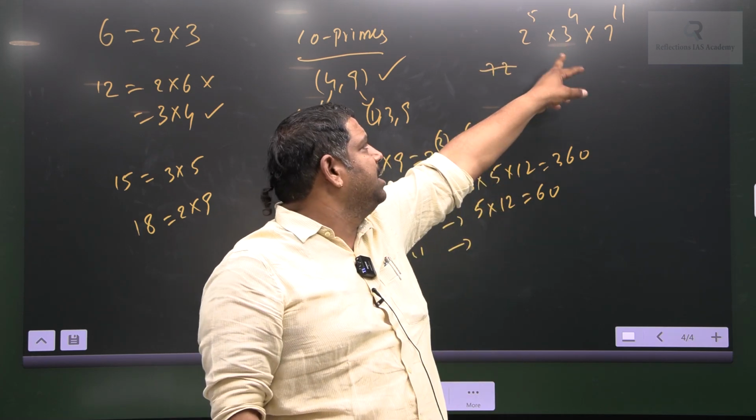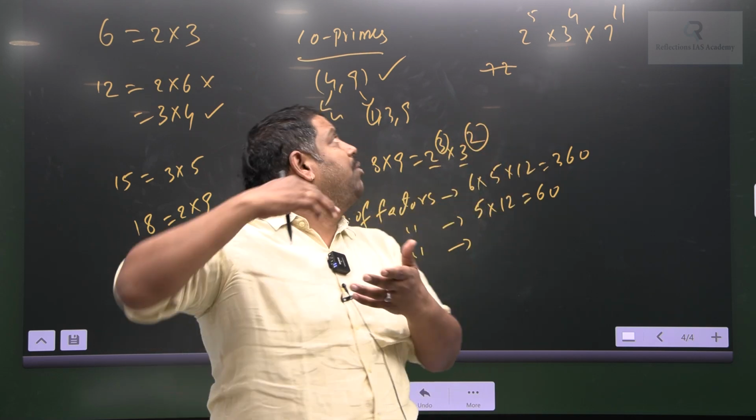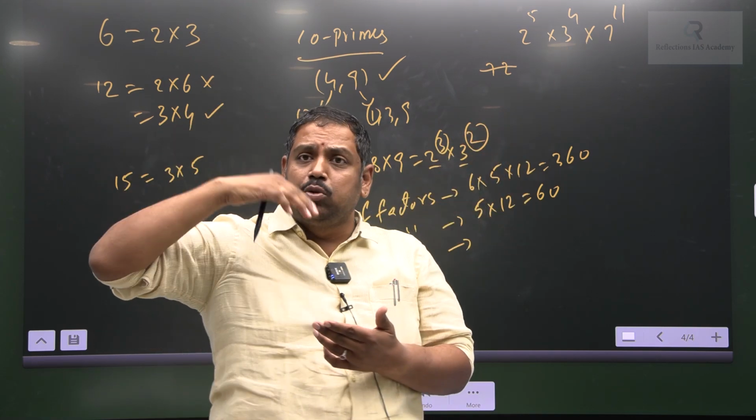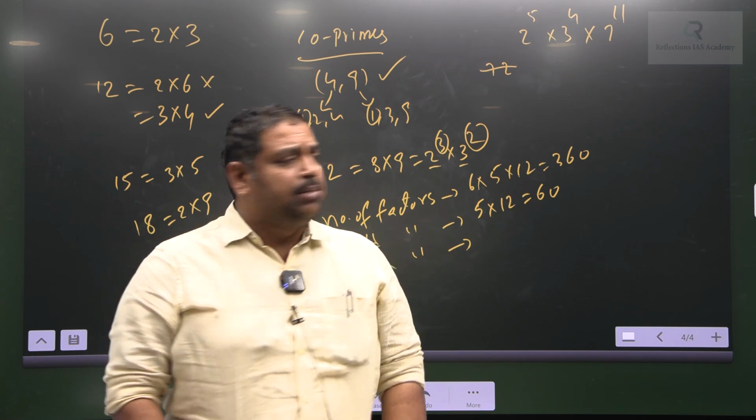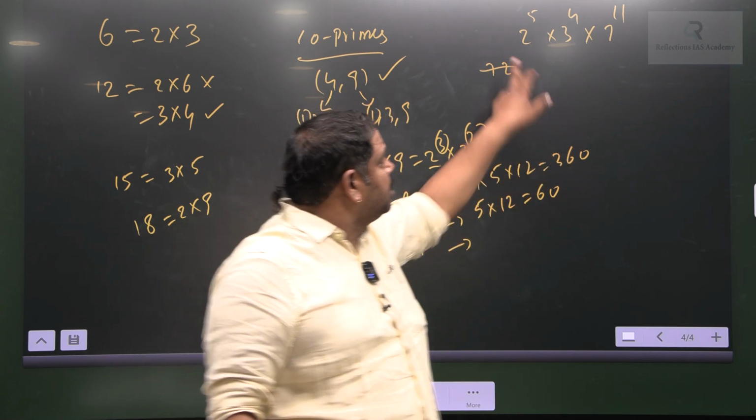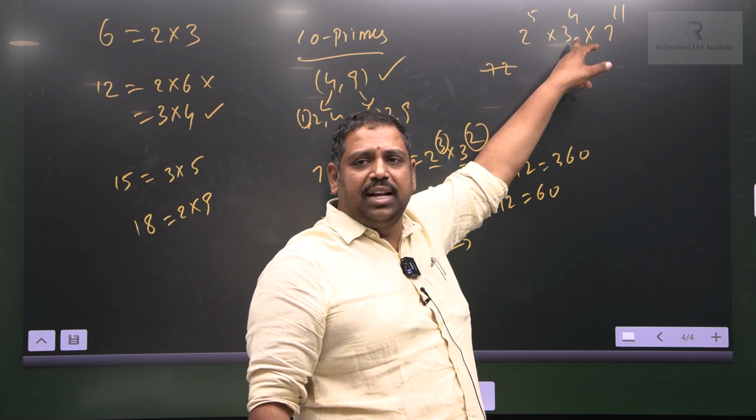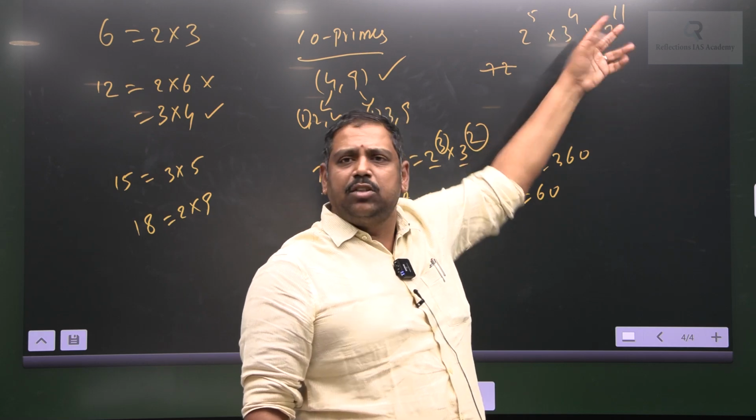Means 2 is a factor, 3 is a factor, 7 is a factor, and 2 power 5 is a factor, 2 square is a factor, 2 cube is a factor. Yes or no? Similarly, 3 power 4 is a factor, and 2 square into 3 power 1 is a factor. Yes or no? Combination also I can take, right?